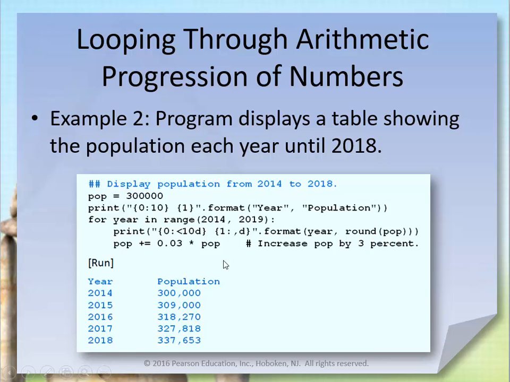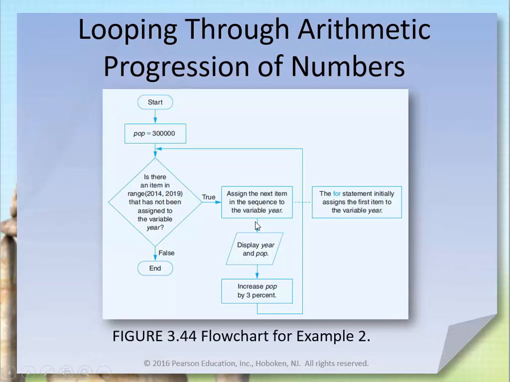So as we roll through, we're going to see the first year it's going to print, 2014, and the population actually printed up top first. The first year is printed out here, and then we increment the values as we roll back to the top, come back through the loop, print out the next year, which will be increased by 3%, and so on until we get to the exit condition of 2019.